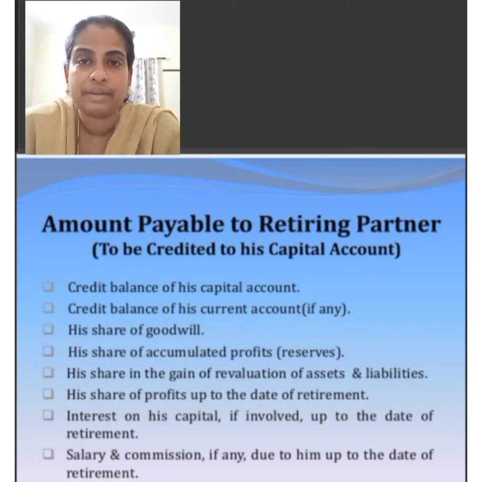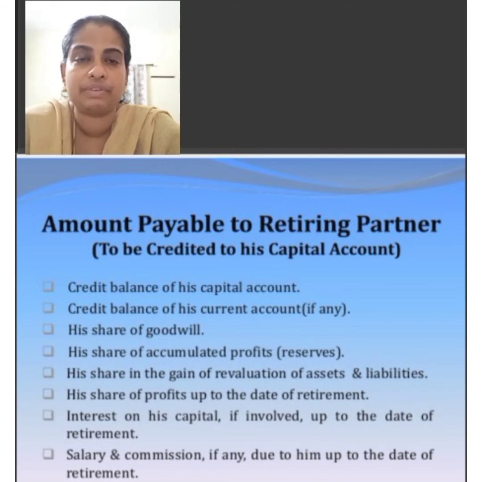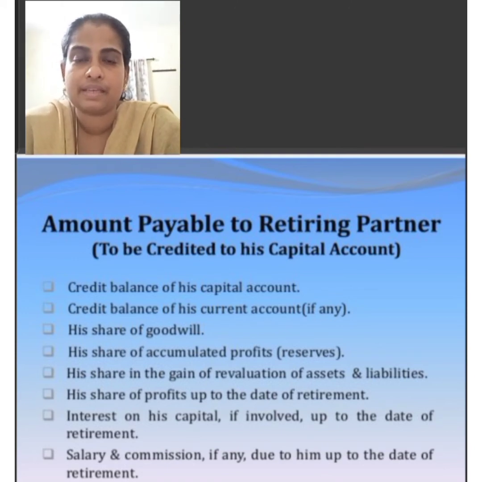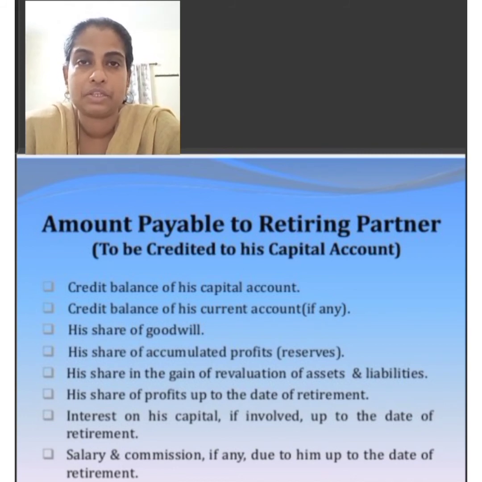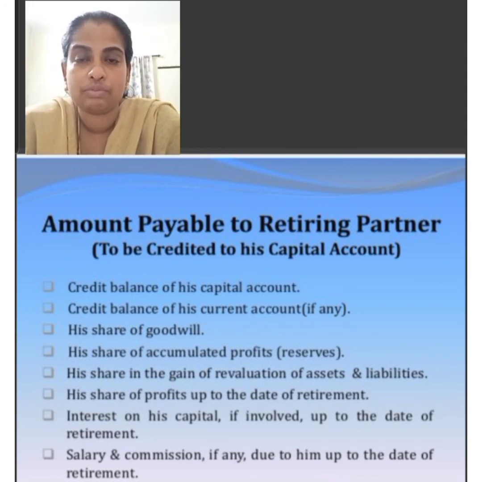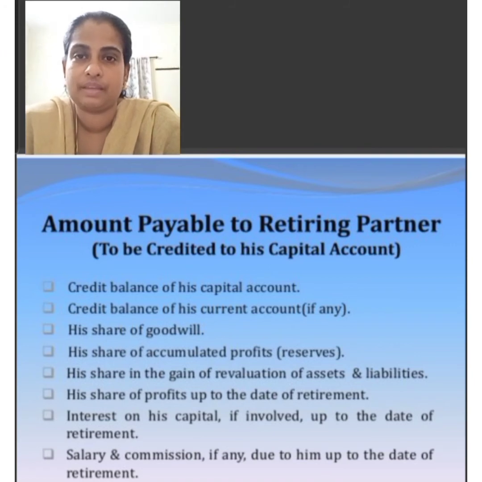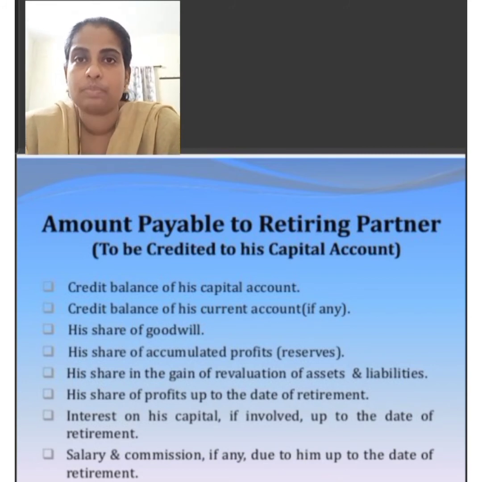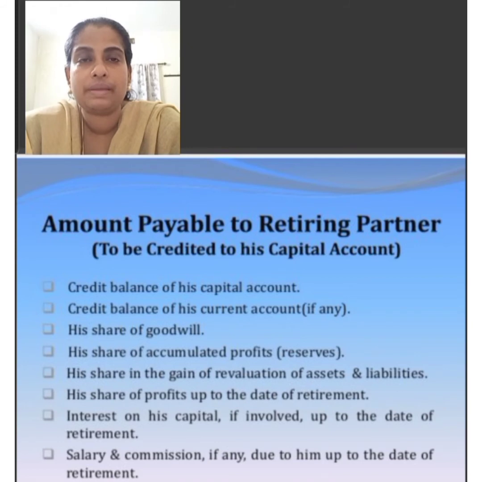from the date of preparing final accounts to the date of retirement. On the basis of last year's profit, C's share of profit will be calculated as follows. Profit of last year is equal to 36,000. Profit for 4 months, that is from January to April 2014, will be 36,000 into 4 by 12, that is 12,000. C's share of profit is 12,000 into 1 by 3, equal to 4,000. The retiring partner's share of profit can also be calculated on the basis of sales.